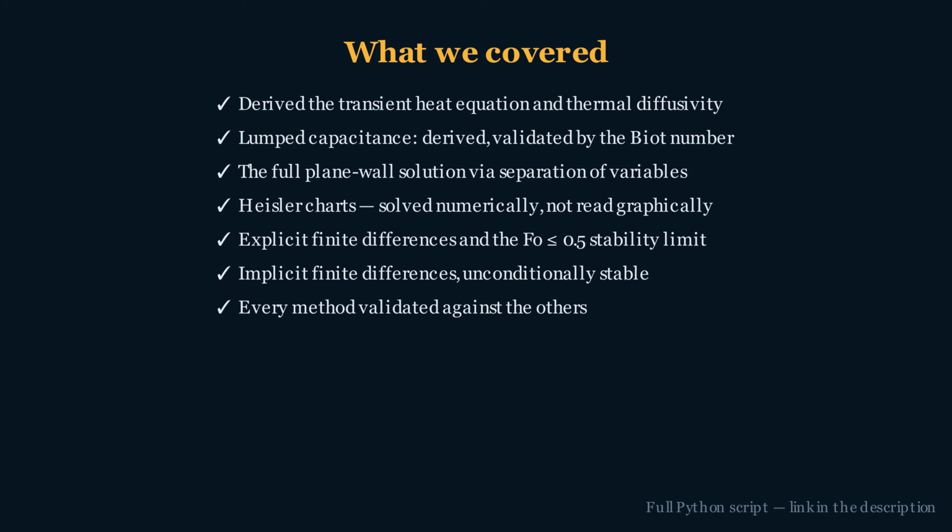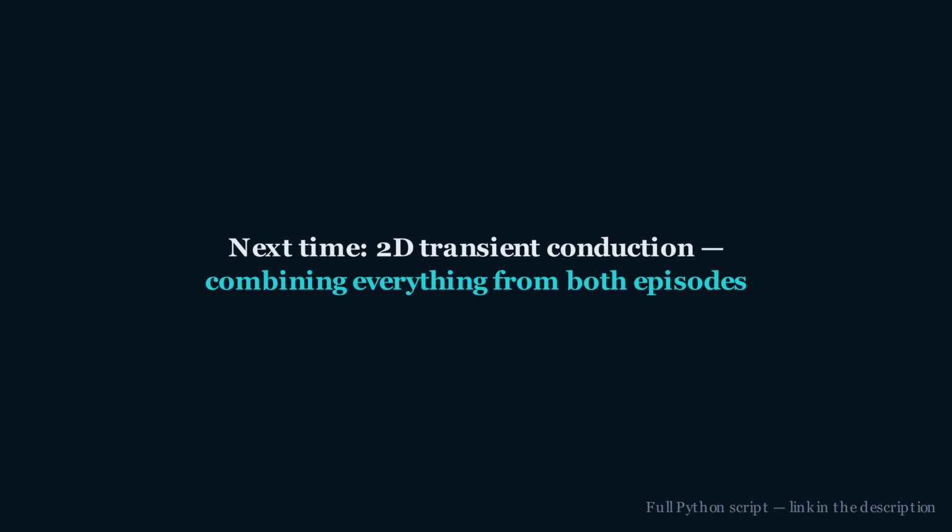That's transient conduction from every angle, an exact lumped model, an exact series solution, and two different numerical schemes, all agreeing, all built from first principles, nothing taken on faith. Next episode, we combine both, 2D transient conduction, marching the 2D stencil from episode 1 forward in time with the implicit method from this one.